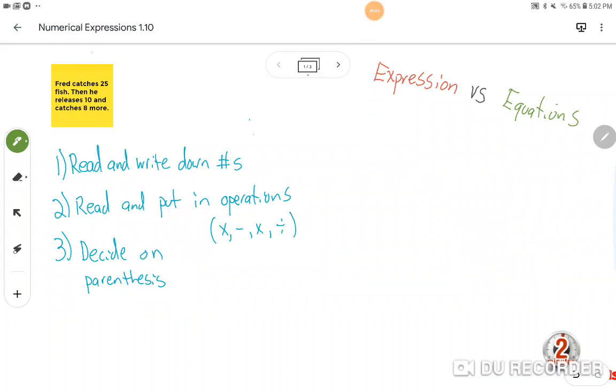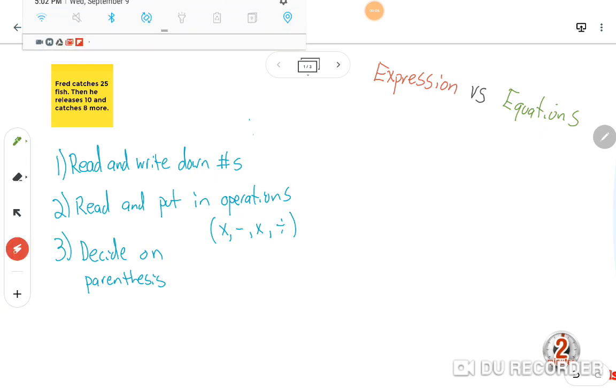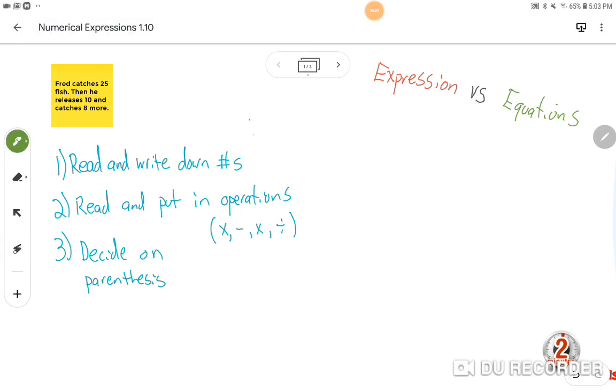Today's lesson is on numerical expressions. All right, so let's get started right away.